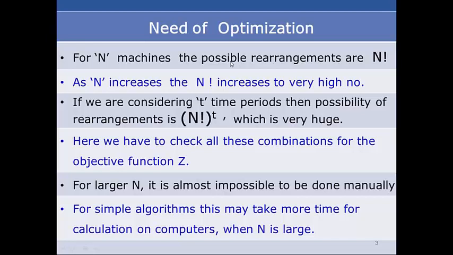Need of the optimization. Suppose there are n machines in the industry. As per the mathematics, the possible combinations of the machines to the given locations will be n factorial. It means if there are 3 machines, the possible combinations will be 6. If there are 4 machines, there will be 24 combinations. As the number of machines increases, the possible combinations increase, and this n factorial is a very big number in case of more machines. Again, here is another aspect in this problem.